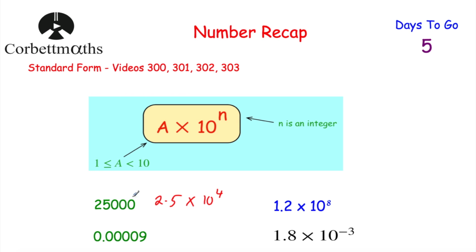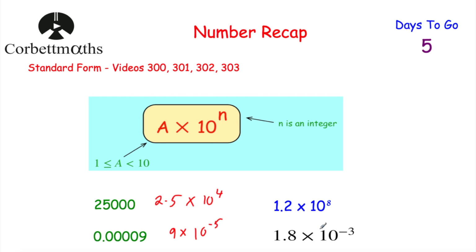1, 2, 3, 4. Now, if we had 0.00009, that'd be 9 multiplied by 10 to the power of. And then when you've got these very small numbers, a bit of a shortcut is you can just count the number of zeros in front of that first digit. So you can just do 1, 2, 3, 4, 5. So it's going to be 9 times 10 to the power of negative 5.